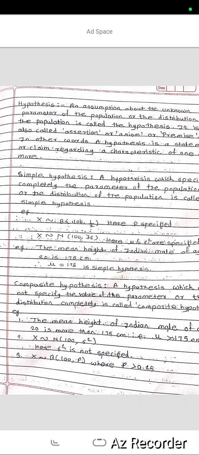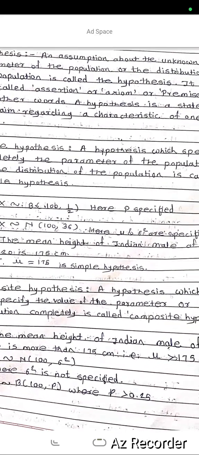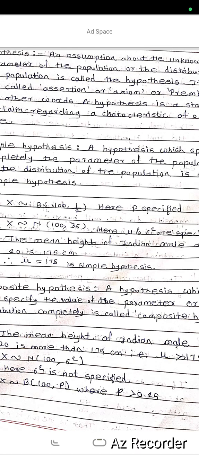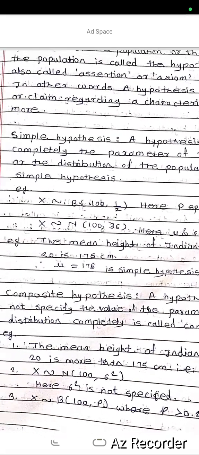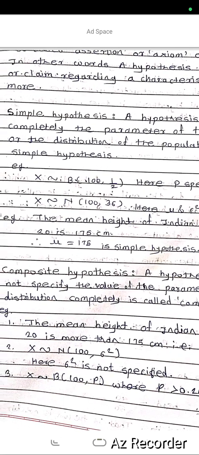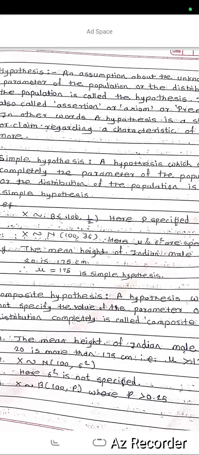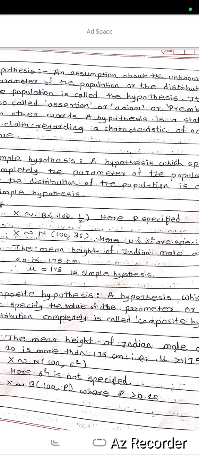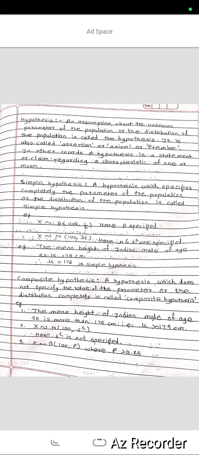For example, if x follows binomial distribution with parameter n comma p, where p's value is specified, which we know, and also x follows normal distribution with parameter mu comma sigma. The mean height of Indian males of age 20 is 175, where mu is equal to 175, is a simple hypothesis, where the mean is mentioned, so we know the parameter's value, then that is called simple hypothesis.